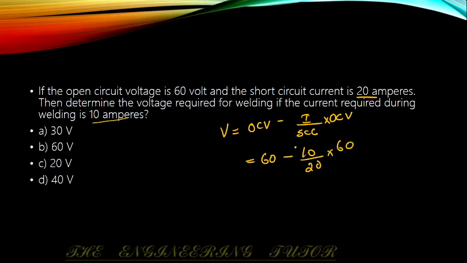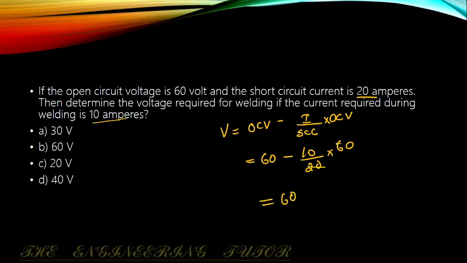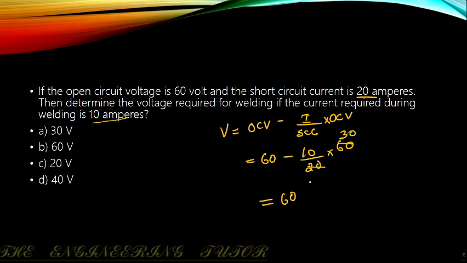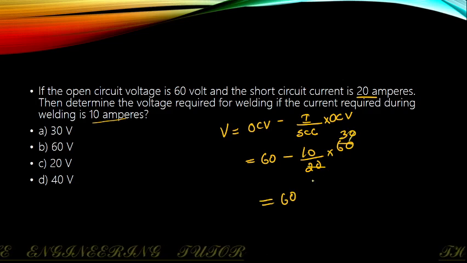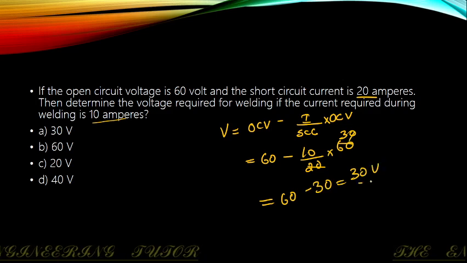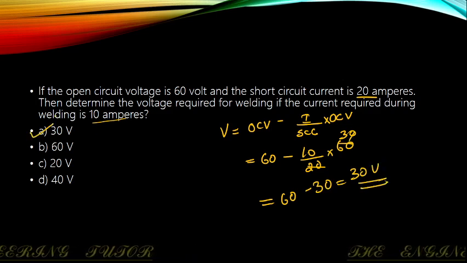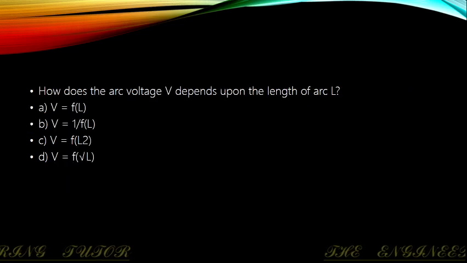So the answer will be 60 minus, the terms get cancelled, so it will be 60 minus 30, the answer is equal to 30 volts. So we can expect these kinds of simple questions in the examination.